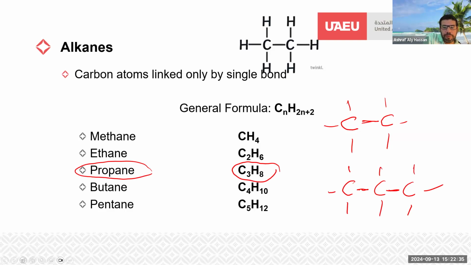If we have 4 carbons, then it will be C4H10, and it will be called butane. If you look at the names, they all end in ane, which refers to the parent compound, alkane. So when we start with one, which is methane, two, ethane, propane, butane, pentane, the general formula is CnH2n+2.